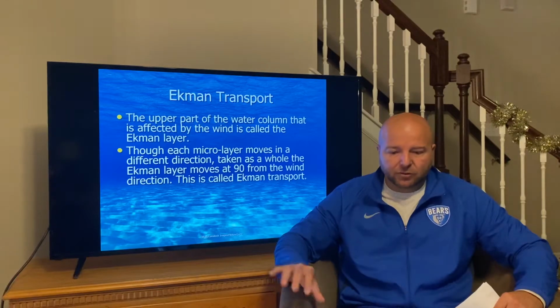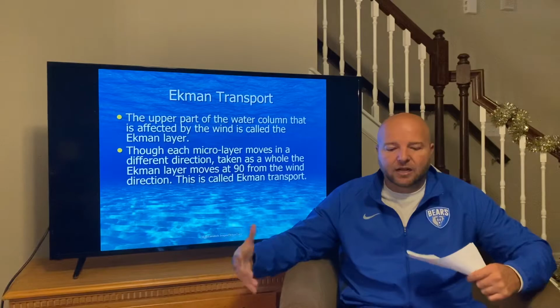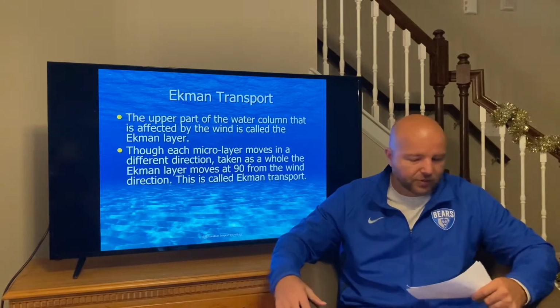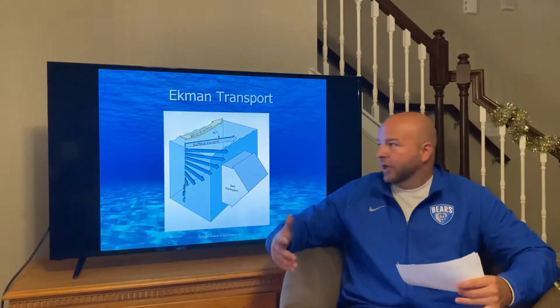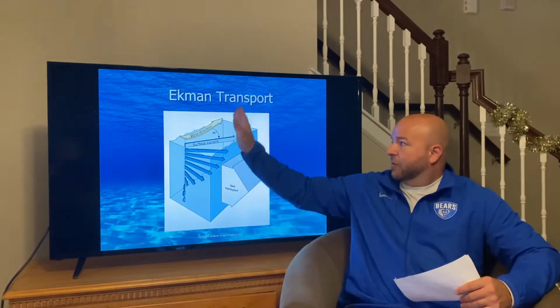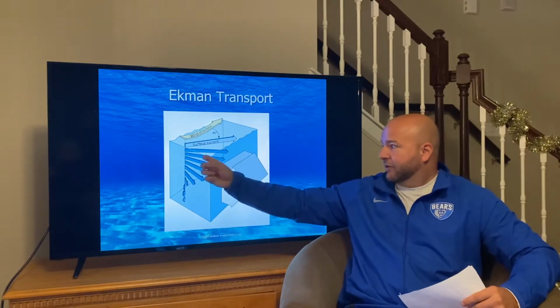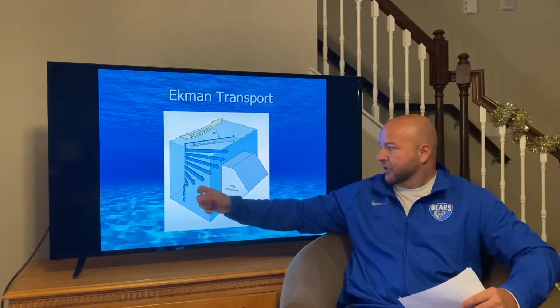And so these micro layers move in different directions. Taken as a whole, it moves at 90 degrees from the wind. Again, that's not in bold. Don't worry about that too much. Little image here of how Ekman transport works. You have the wind blowing across, and then you see the different layers here. This layer is spinning faster and then slower and slower.